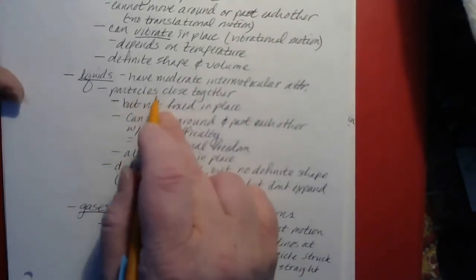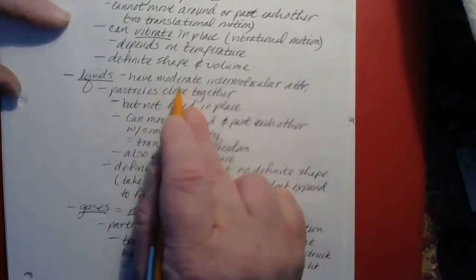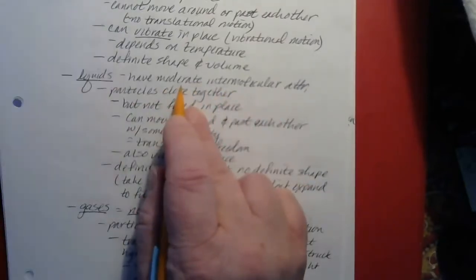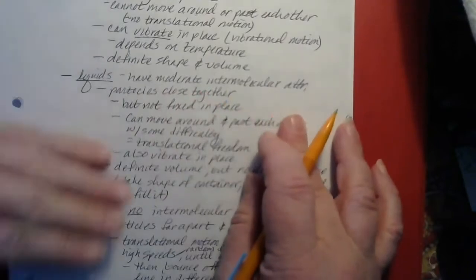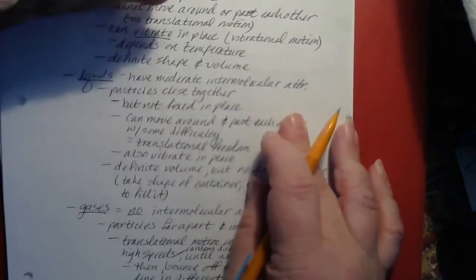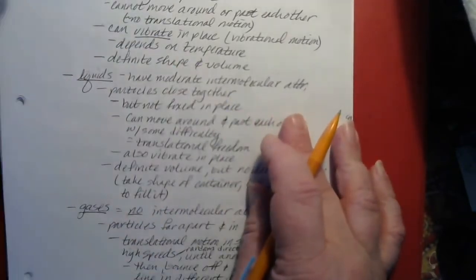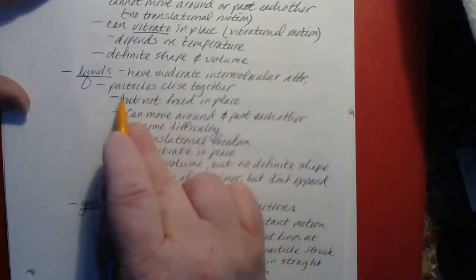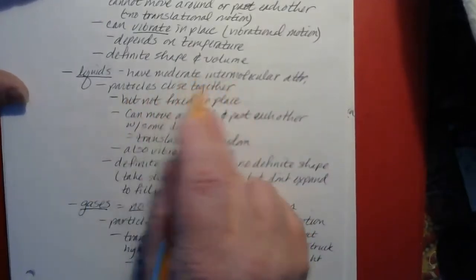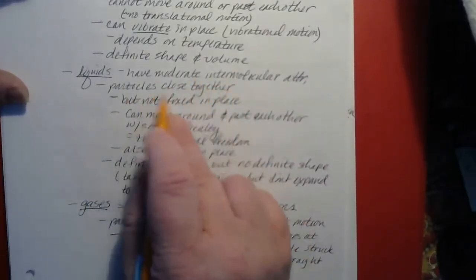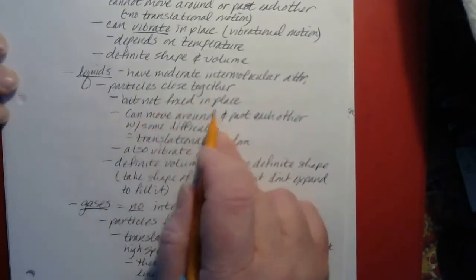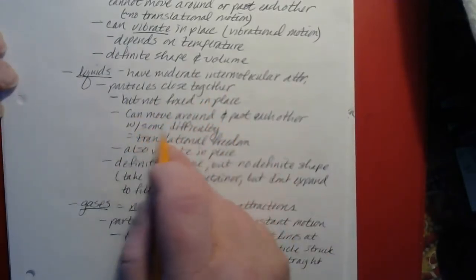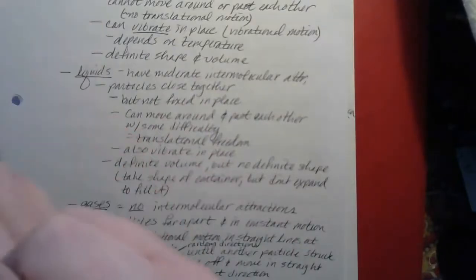For liquids, their intermolecular attractions are middling, kind of moderately strong. And so essentially liquids have some properties of solids and some properties of gases. They're sort of in between. So for liquids, because of the moderately strong intermolecular attractions, the particles are close to each other, but they're not fixed in place. They can move around and past each other with some difficulty, because in a liquid, the particles are close together.